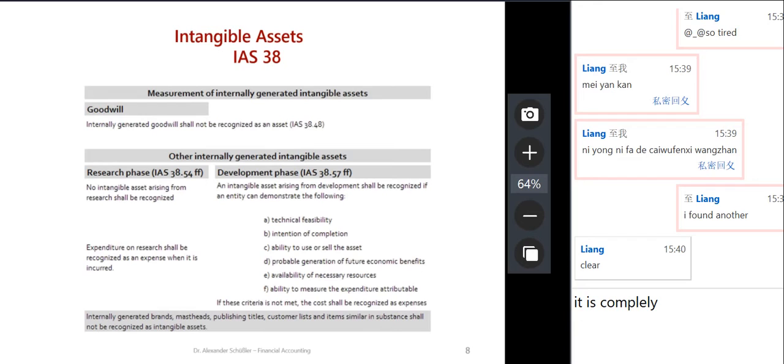My impression is that when I close the video function of my computer, your connection is better. So now. Is the connection okay now?